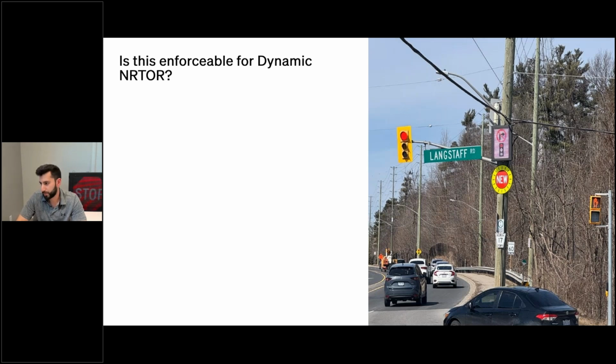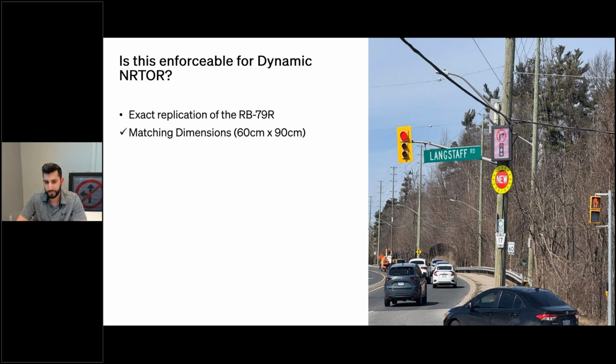And we come to this sign, and of course, this is enforceable for dynamic no right-hand turn on red. According to the Region of York, it's an exact replication of the RB79R. It matches the dimensions, 60 by 90. It's a matching regulatory sign, as you can clearly see.